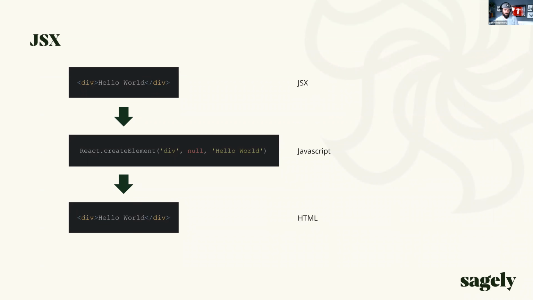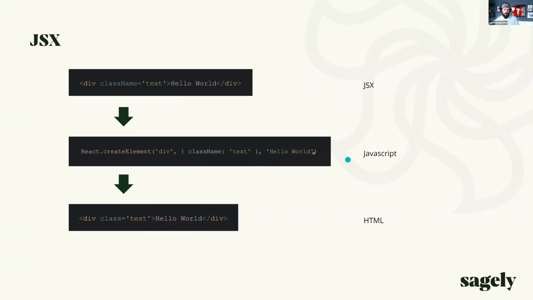They're only a little bit different, primarily because of two keywords, class and for, which are reserved keywords in JavaScript. I can't have a class because that means something, just like I can't use the keyword for, because that means something. So we have JSX that looks a lot like HTML, but not exactly, that transpiles into JavaScript that renders HTML on the page.